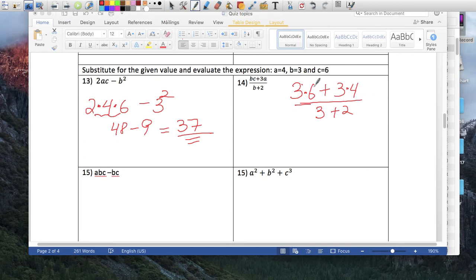So let's change things around. So let's work on the numerator. On the numerator, we got 3 times 6, which is 18, plus 3 times 4, which is 12. And our denominator, we got 3 plus 2, which is pretty simple, 5. 18 plus 12 is 30. 5 at the bottom stays the same, and 30 over 5 is 30 divided by 5, which is the same thing as 6. Okay. I'll leave the other two.